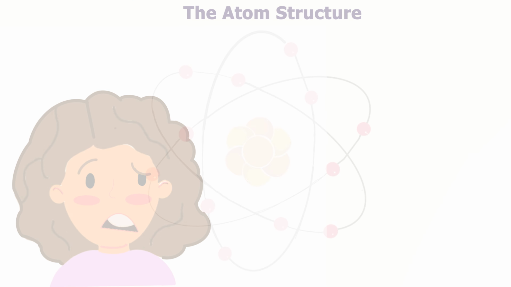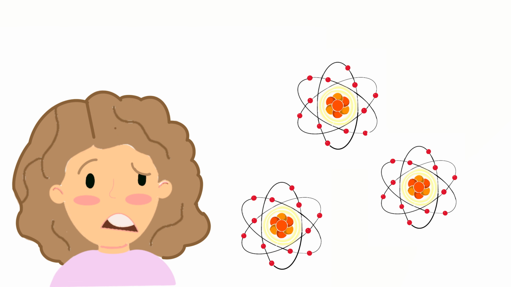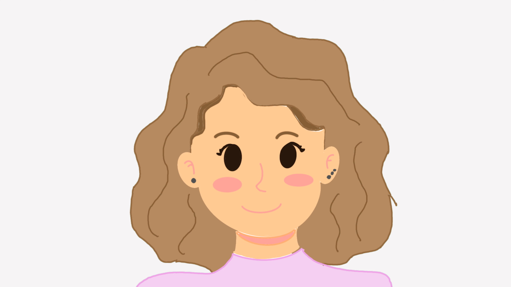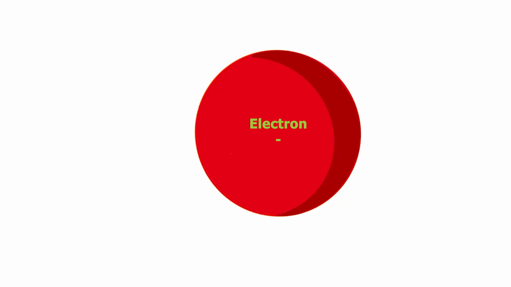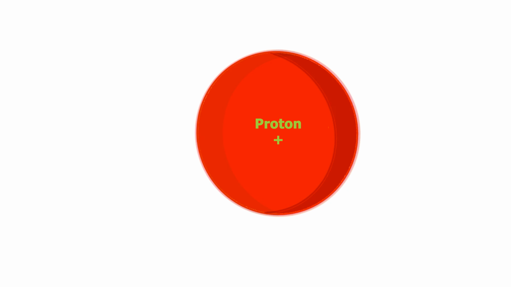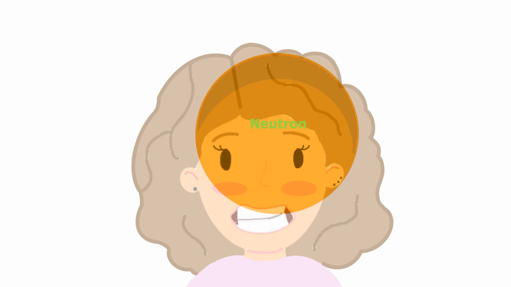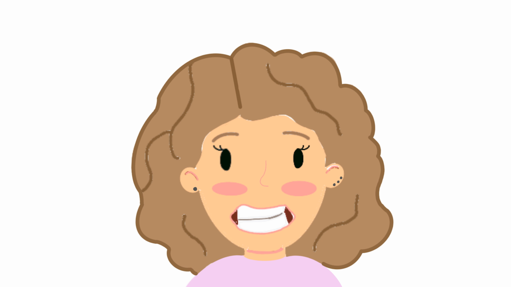The atom structure. So what exactly is an atom? An atom consists of 3 basic subatomic particles. Electrons, negatively charged particles that spin in shells around the nucleus. Protons, positively charged particles found in the nucleus. Neutrons, neutral particles also found in the nucleus. It's easy to remember. Protons are positive, neutrons are neutral, and that leaves electrons with a negative charge.